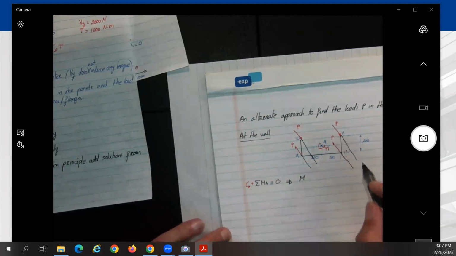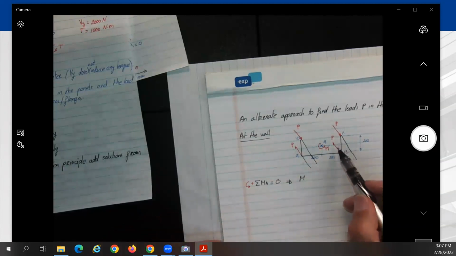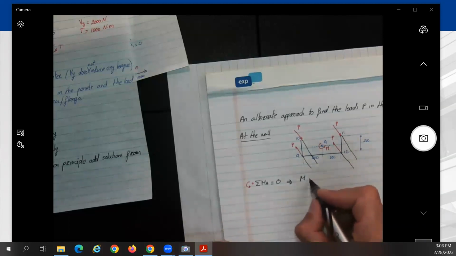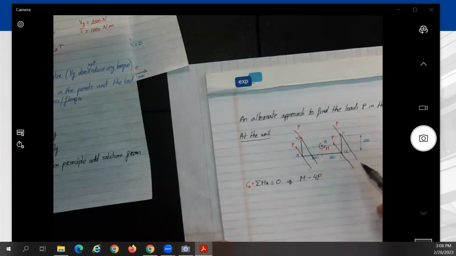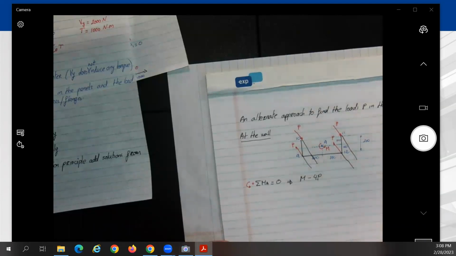And now these ones are creating a moment in which direction? It looks like it's going to rotate that way, no? So it's going clockwise. So that would mean that this will be creating a moment of how much? Or you can do P, each one at a time. So it would be P times what? What would be the distance between P and the middle over here? It would be 100, no?